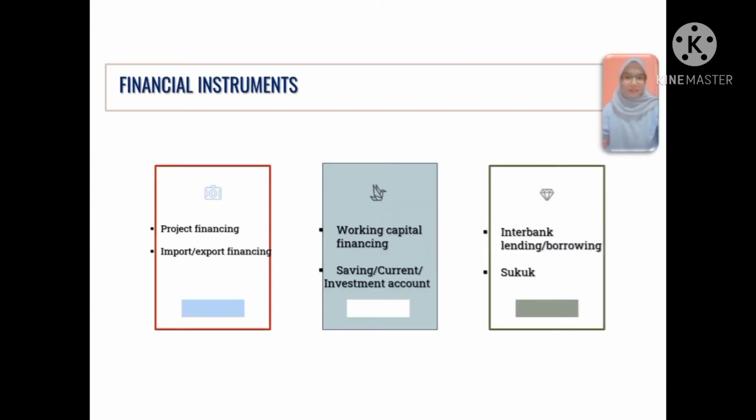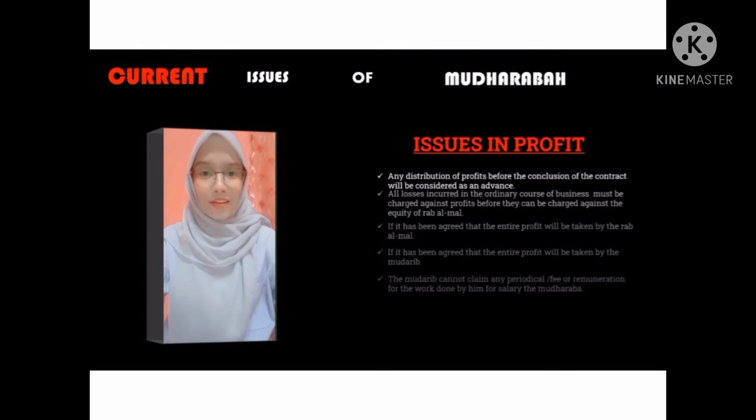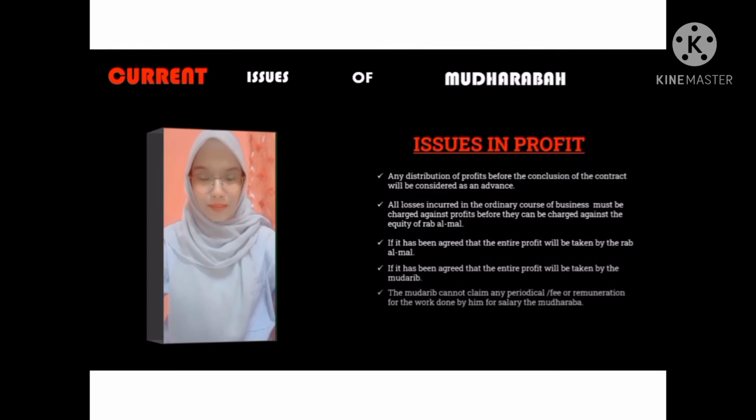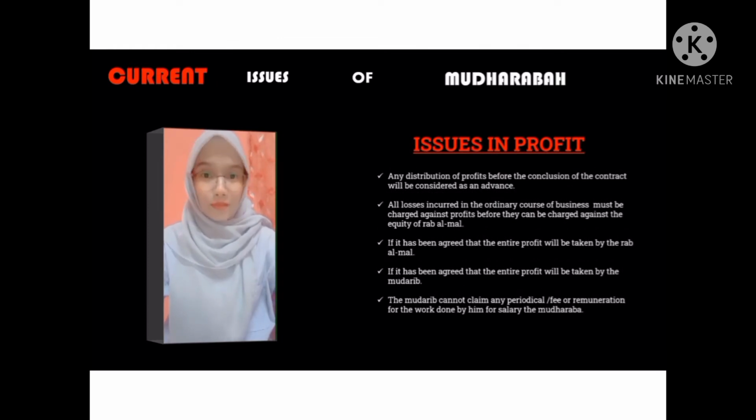Next, the financial instruments that apply in the respective muamalat principles are: first, working capital financing; second, saving or current or investment account; third, interbank lending or borrowing; fourth, sukuk; and lastly, project financing. Next are the current issues related to the muamalat principles. So, the issues are the issues in profit.